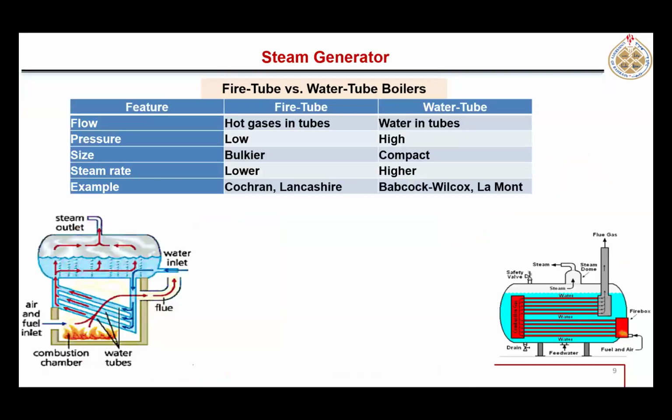So just a quick comparison. Normally water tube boilers, okay, this is clear, water is flowing in tubes. Here gases are flowing in the tubes. Pressure-wise, these are low pressure boilers, and these are high pressure boilers. So why are water tube boilers used for high pressure applications or high capacity? If the Q dot is very high, you want steam at a very high pressure, for example in power plants or industries. Then normally these water tube boilers are used, right?